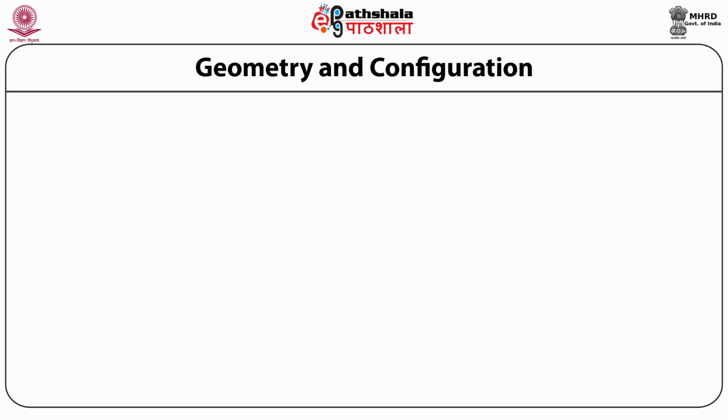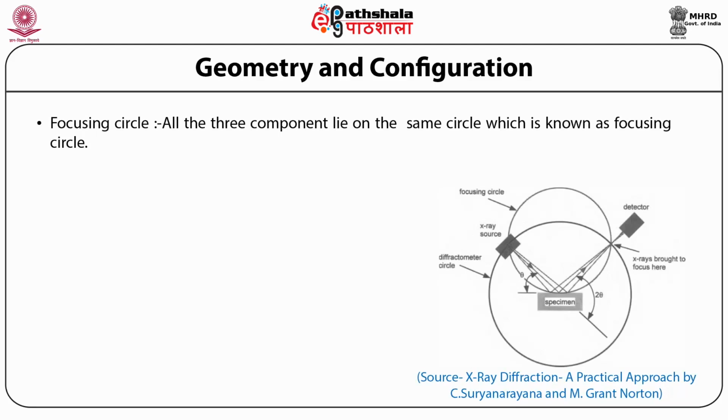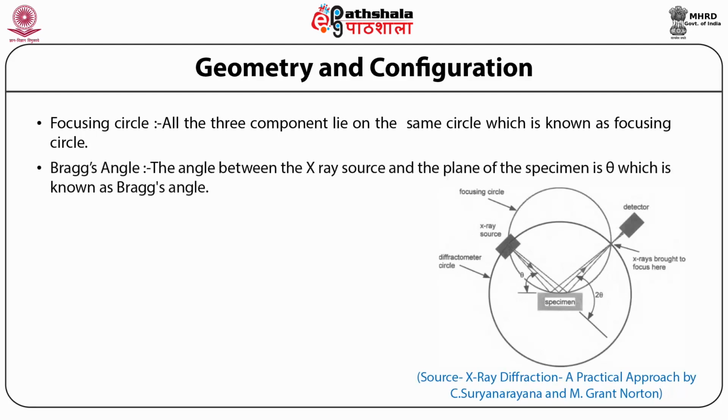Geometry and configuration of an X-ray diffractometer. Now, we will have a look at the geometry and configuration of the diffractometer. All three components, as shown in the slide, lie on the same circle, which is known as the focusing circle. The angle between the X-ray source and the plane of the specimen is theta, which is known as Bragg's angle. 2 theta is the angle between the X-ray source and the detector. Therefore, X-ray diffraction patterns produced with this geometry are called theta-2 theta scans.